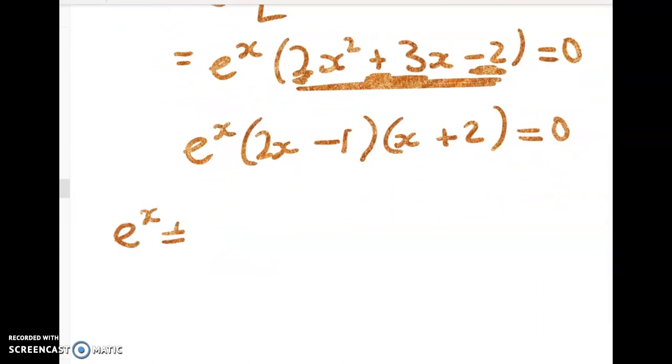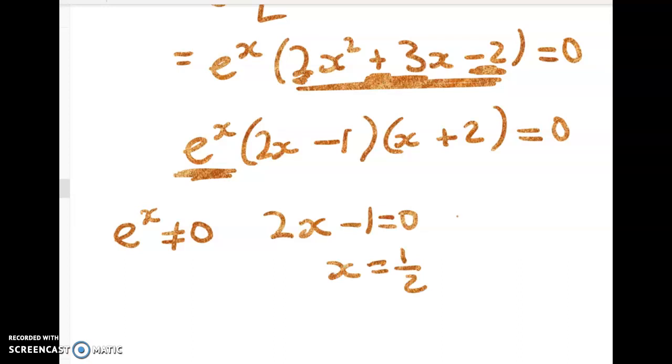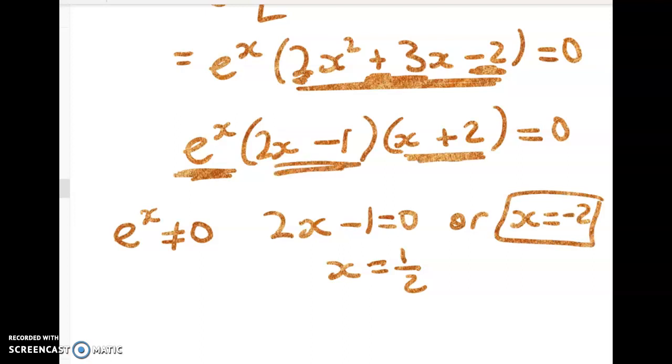So e to the power of x is not equal to 0, so we don't get any solutions from that one. But 2x minus 1 equals 0 gives me x equals 1/2, or x is equal to -2 if that factor is equal to 0.